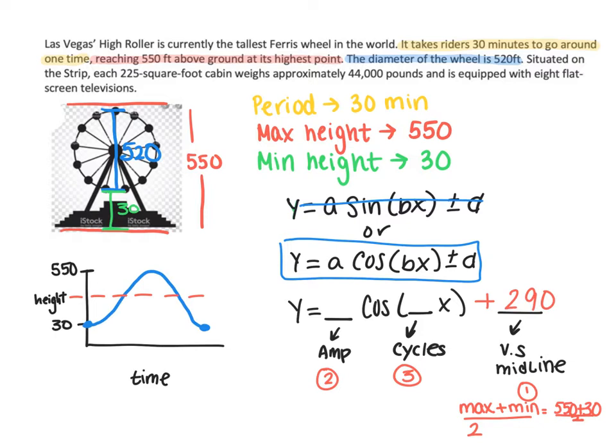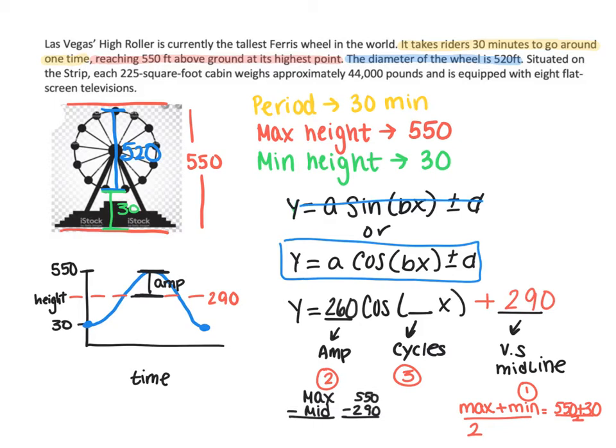Now, if we know that our midline is 290, we could technically find our amplitude, and the amplitude is the distance from the max to the midline. So this is my amplitude. So really all you need to do is subtract 550 and 290 to see how much distance has been covered there. So I'm going to write for amplitude, maximum minus the midline, and the maximum value is 550 minus 290. And that gives you 260.